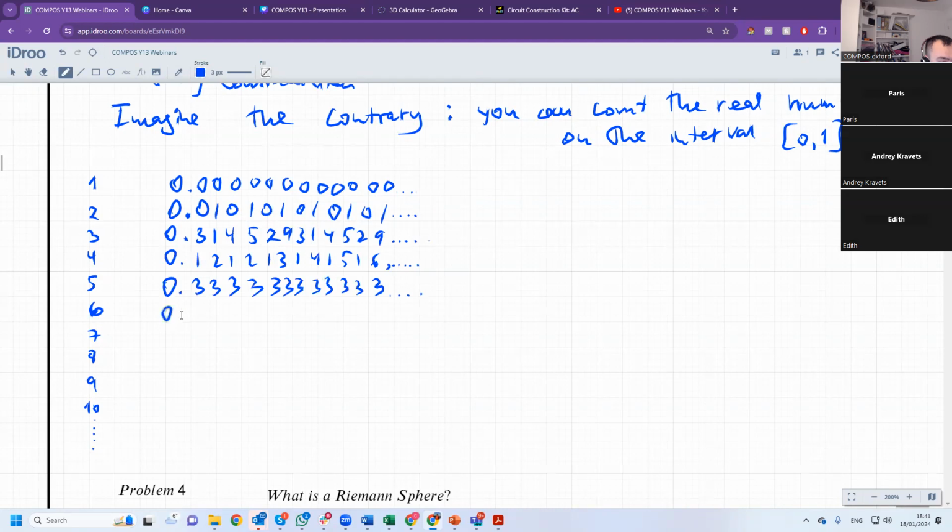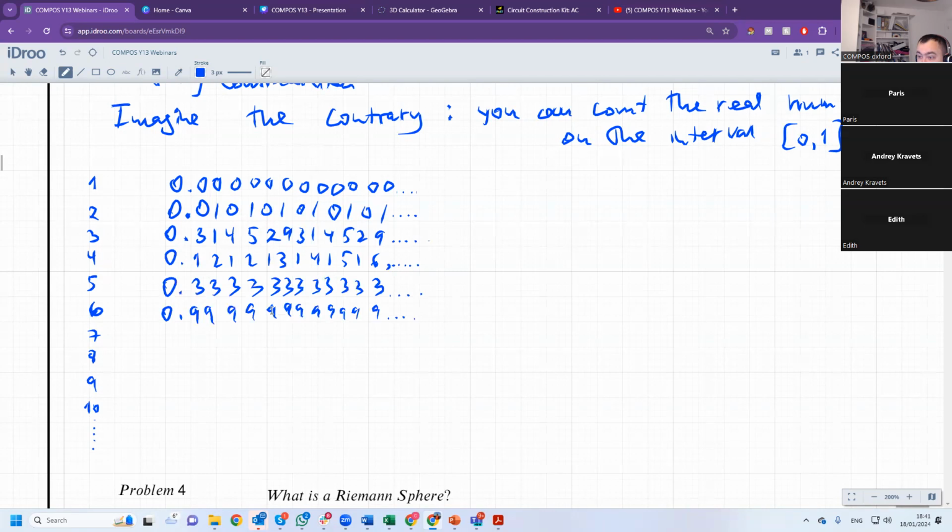0.9999999, which is actually the number 1. But as it is, we are on the interval from 0 to 1. All numbers start from 0.